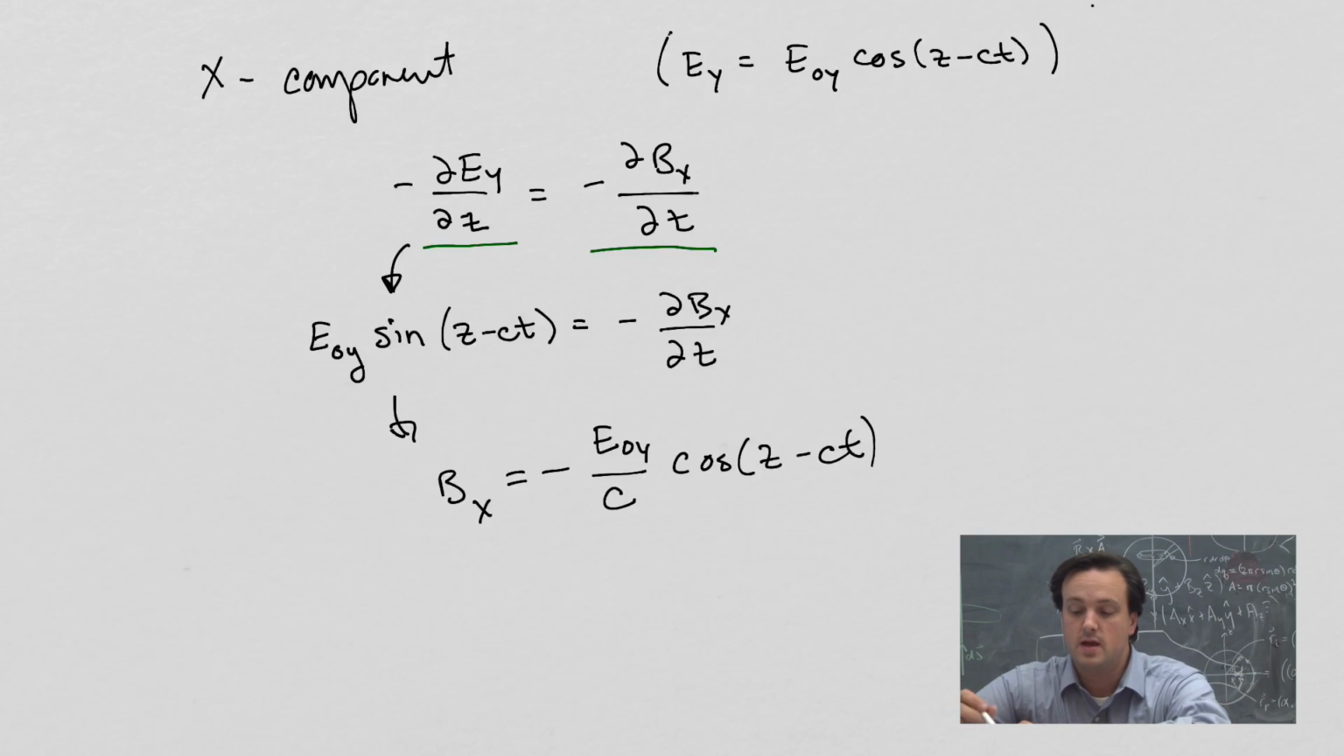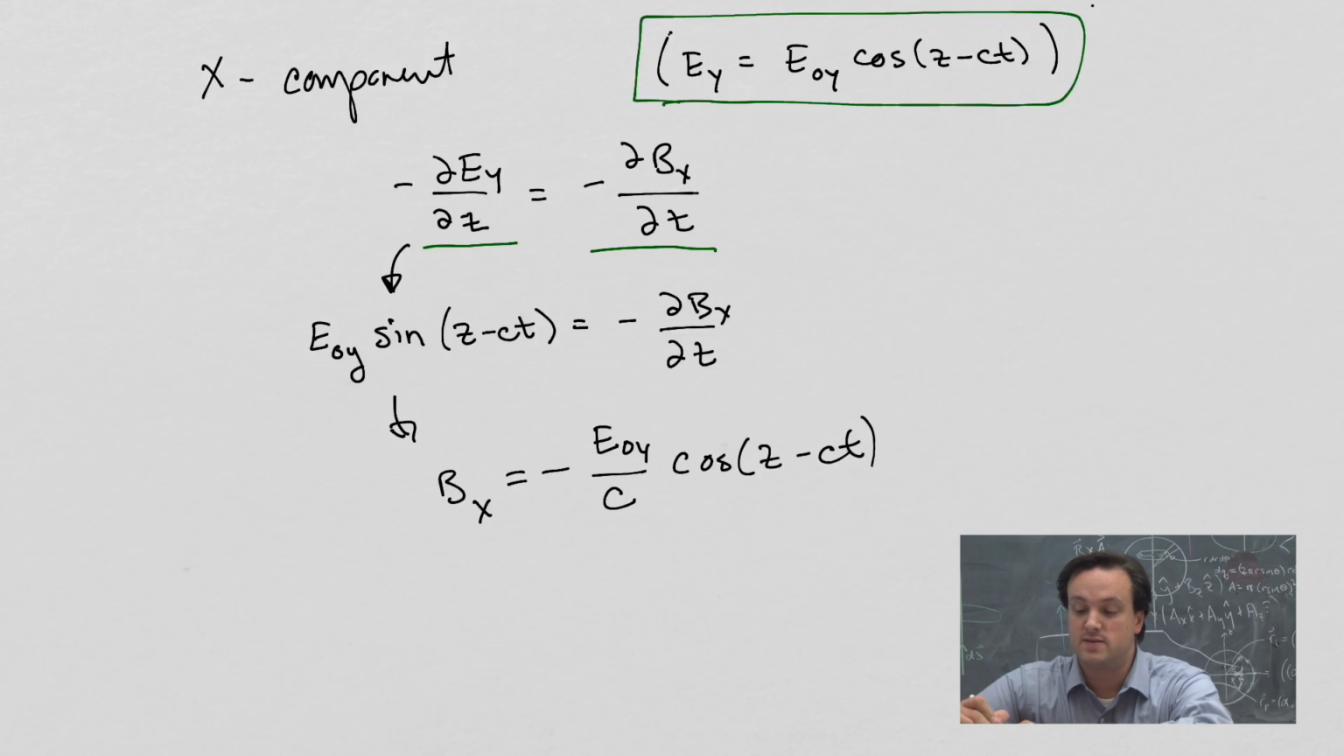If I take the z derivative of the electric field, which I've drawn up on the top of the page here just so that we remember it, I have the derivative of a cosine, which is a minus sign. That gets rid of this minus sign over here, times sine of z minus ct. And since I'm taking the derivative with respect to z, I don't have a chain rule to worry about. On the right-hand side, I just have minus dBx dt.